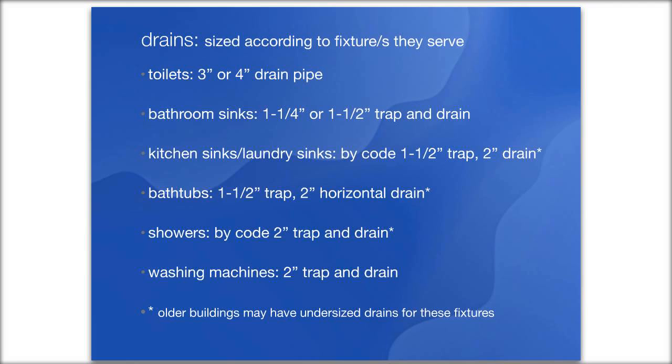This is really more of a reference for you. We don't need to go through every detail. But bathtubs and showers, which you will probably be working with, are required to have a 2-inch horizontal drain. Washing machines have a 2-inch trap and drain. And it's important to know that in older buildings, sometimes these drains are undersized.